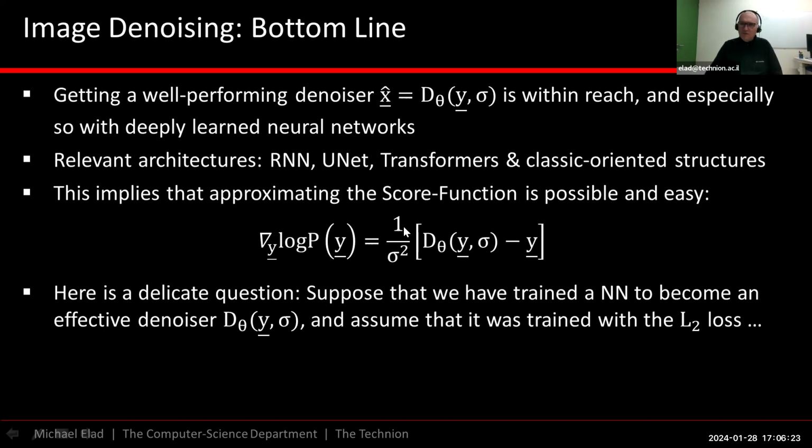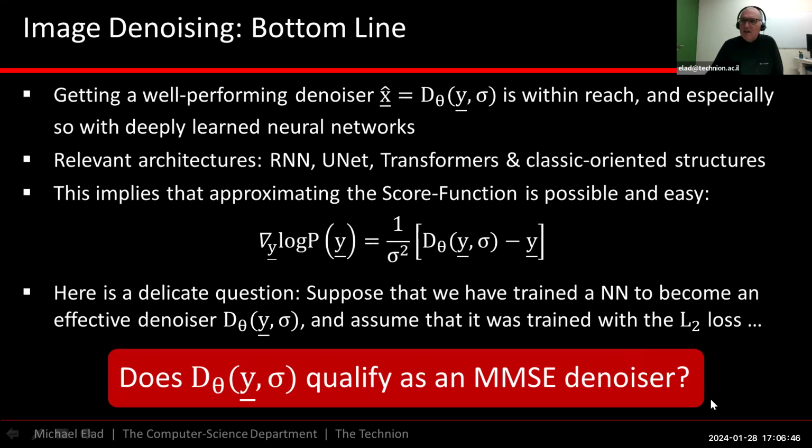Here is my question to you. I'm going and training a denoiser. You know what? I'm leaning on a transformer, the best neural net you can think of. I'm designing my denoiser. I'm training it on thousands and thousands of images. And you know what? I'm even using the L2 norm as a loss so that I'm minimizing the mean squared error. Can we refer to this as an MMSE denoiser? What do you think?